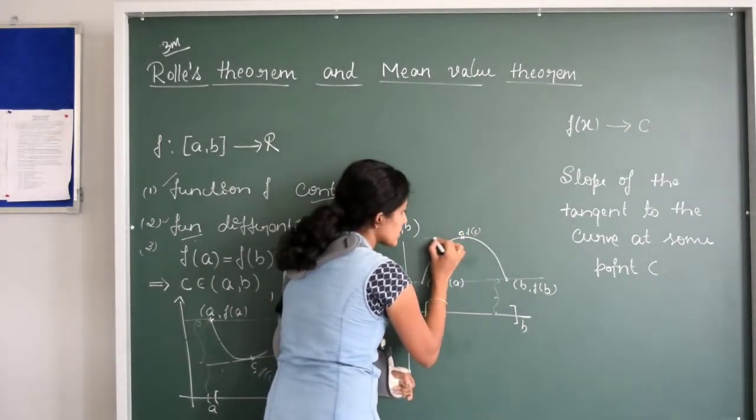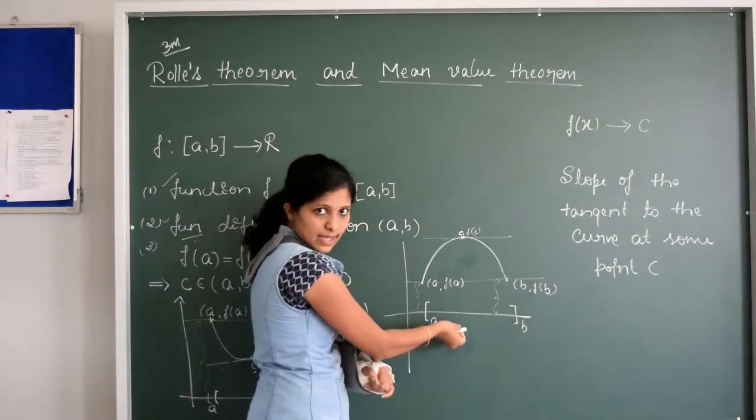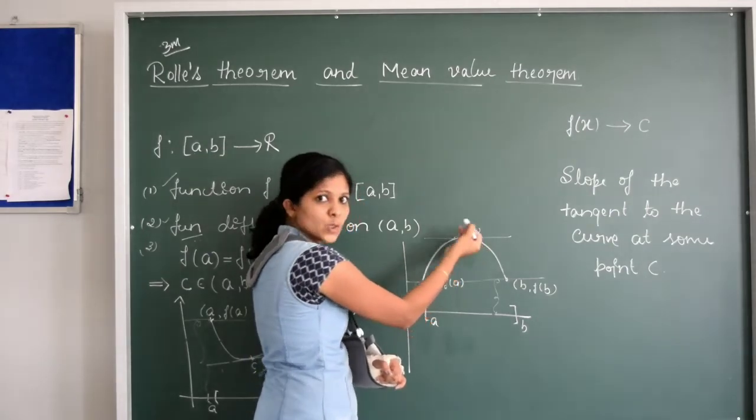Here I can draw the tangent at this point, right? So this line will be parallel to the x-axis. So the slope of this will be equal to 0, right? Here the angle is 180 degrees. So tan 180 is 0.